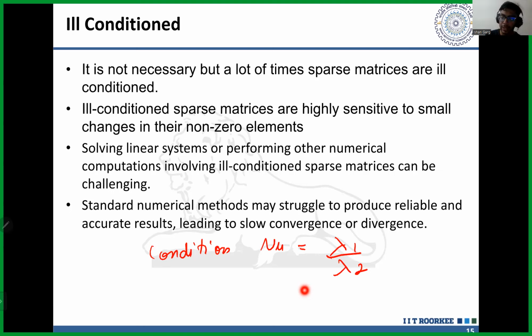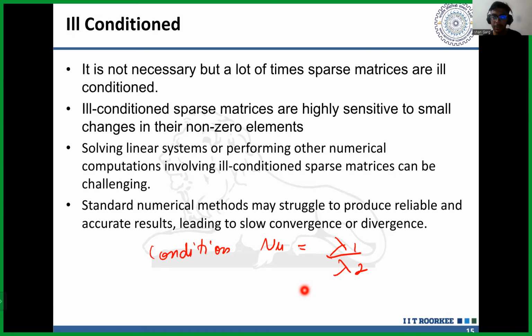A small perturbation in the matrix can really change our results. So solving linear systems and performing numerical computations which involve ill-conditioned matrices can be really challenging. Standard numerical methods may struggle to produce reliable and accurate results, leading to slow convergence or divergence. So I think by now we have understood what the basic problems with sparse matrices are.